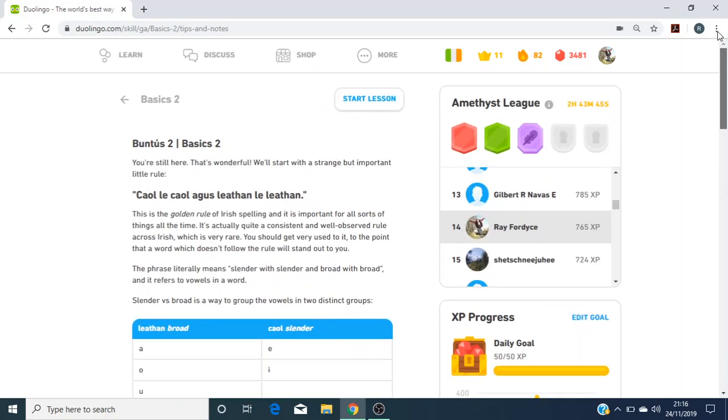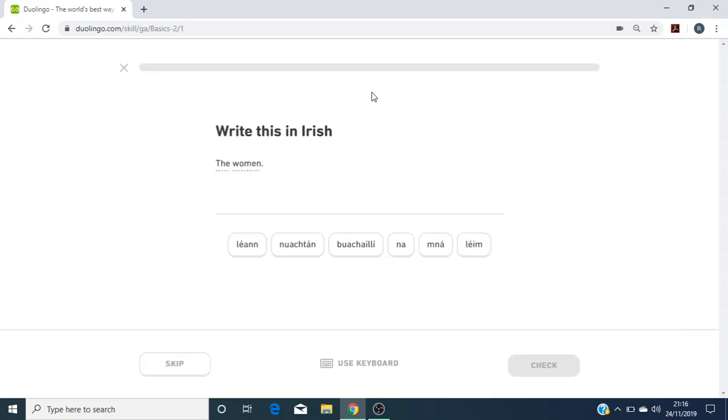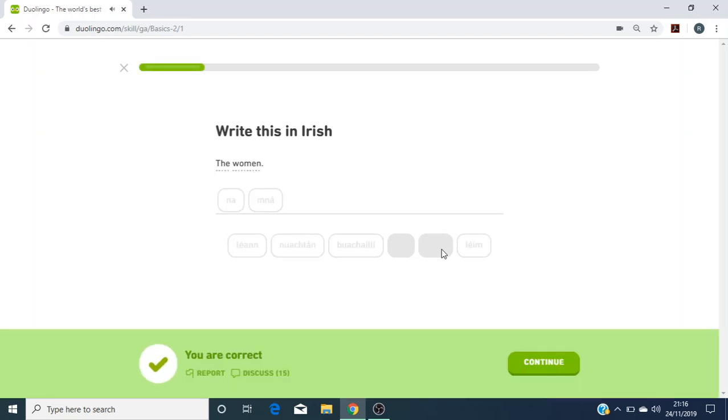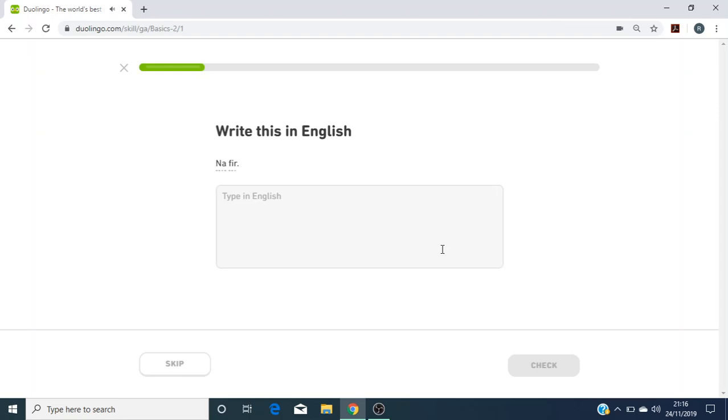Right, let's start doing some practising. So let's start the lesson. So it's the woman, na mná. Na fir is the men. Oh, this is another thing we've come across: I assume that na is the plural, and fir is men.